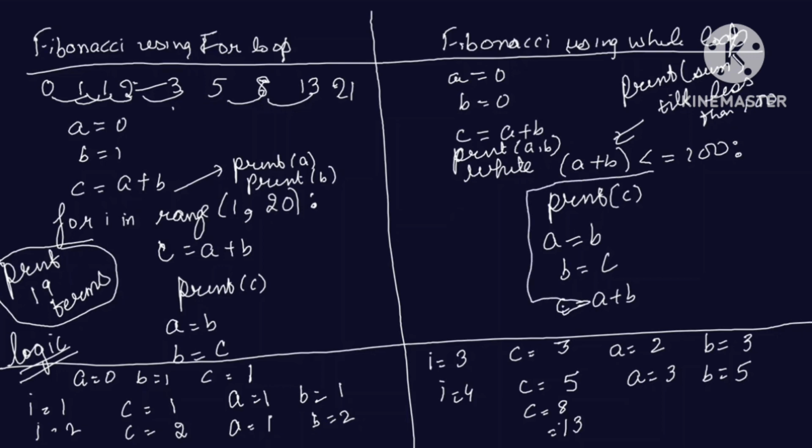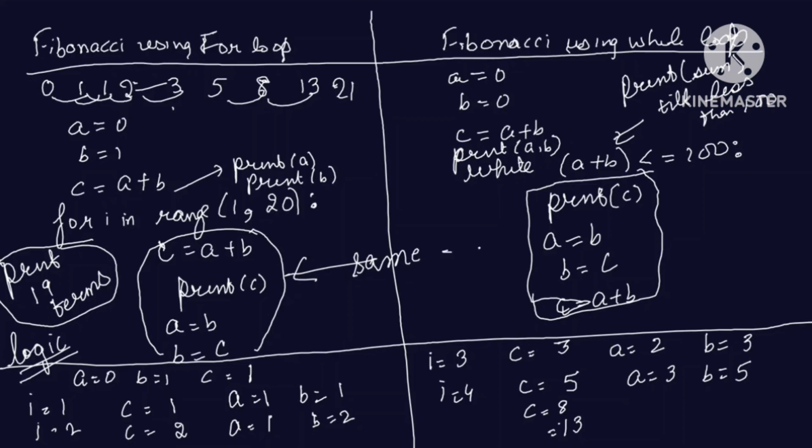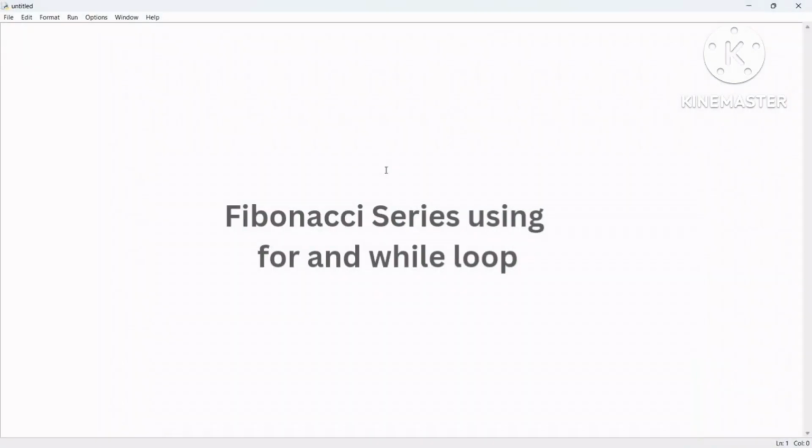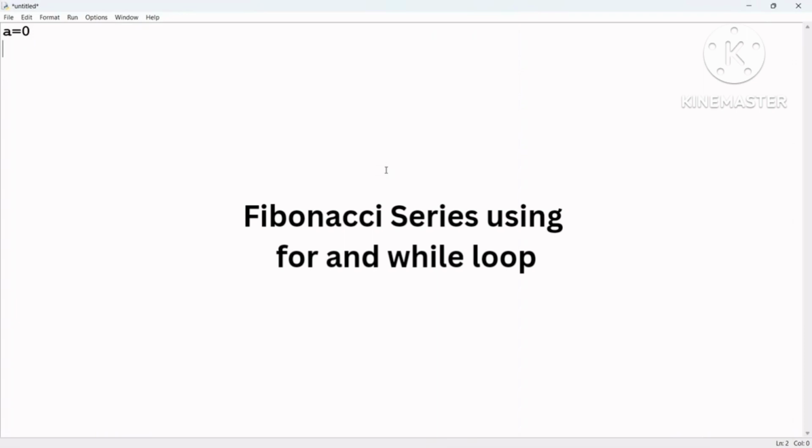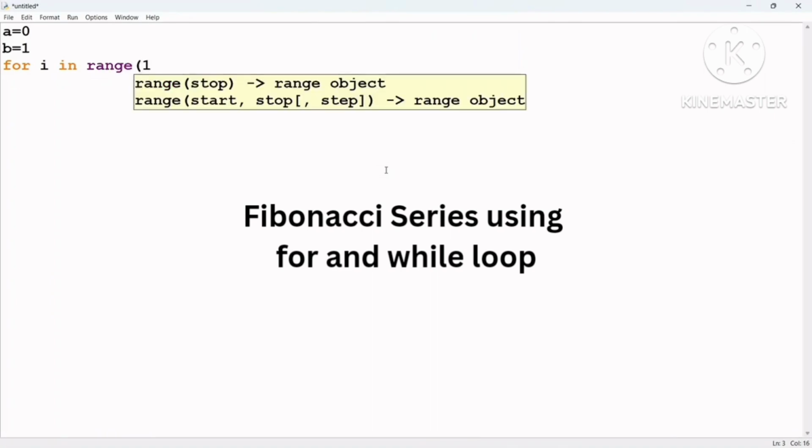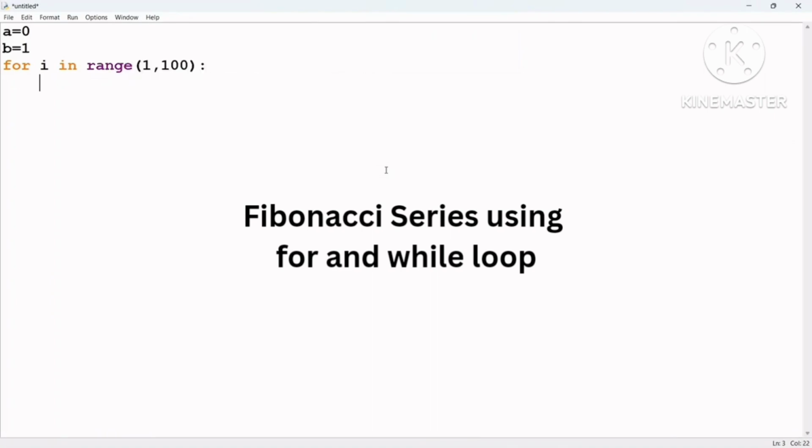So now let us see, the logic will be the same, only the for loop and while loop are changing. Now let us execute this through IDLE. Using IDLE, how are you going to write your program? Fibonacci using for and while loop. A is equal to 0, B is equal to 1, for i in range 1 comma 21. If you write 100, that means 100 terms will be printed, so we will change it to 20 or 21 terms. C is equal to A plus B, A is equal to B, B is equal to C.